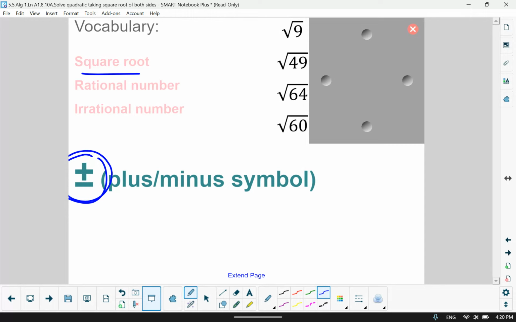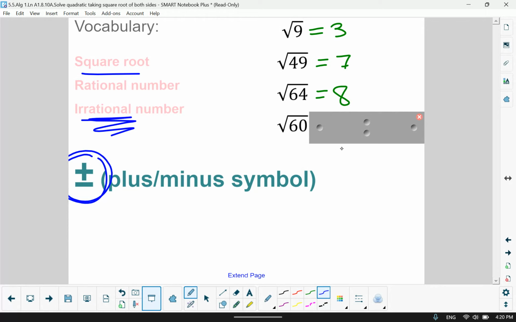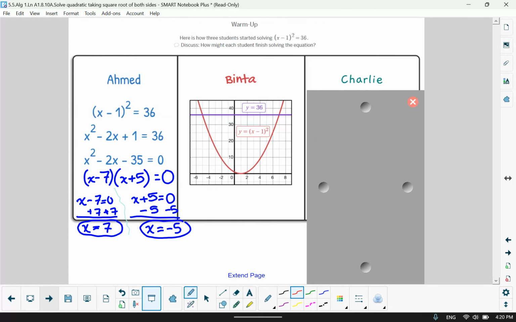And to review square roots, what number times itself will give you the number inside the radical symbol. For instance, the square root of 9 is 3. Square root of 49 is 7. The square root of 64 is 8. On the other hand, the square root of 60, ladies and gents, is what would be called an irrational number. It goes on forever and it does not repeat. Now, you may either leave it written in radical form as the square root of 60, or you may round. Mind you, this is only an estimate. So it really will depend on what the directions ask you to do.